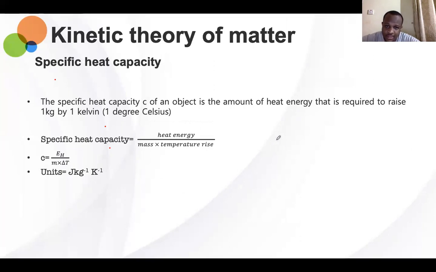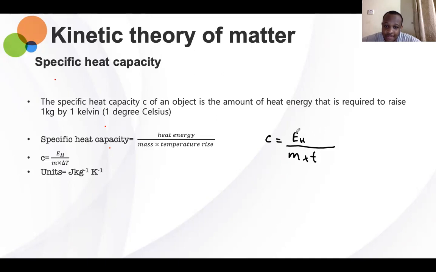So we're saying that C is equal to heat energy divided by mass times temperature. All right. Now what is it suggesting? We see that C, or specific heat capacity, is directly proportional to the amount of heat energy, right? And also it is inversely proportional to the temperature change, right?